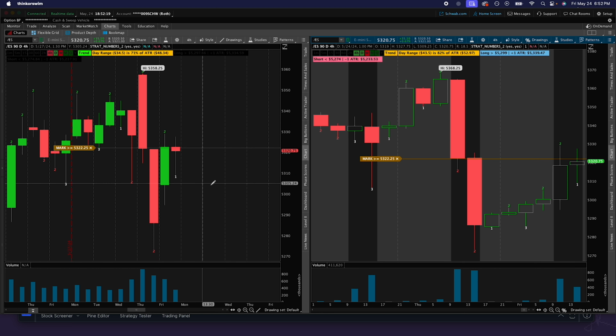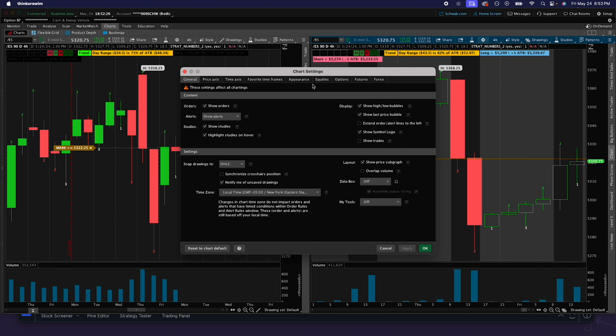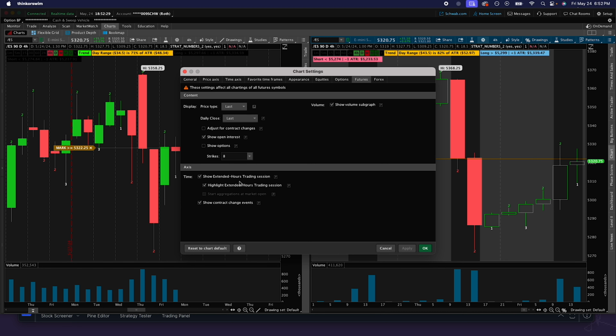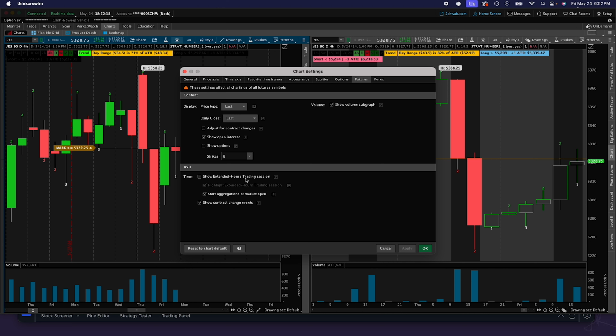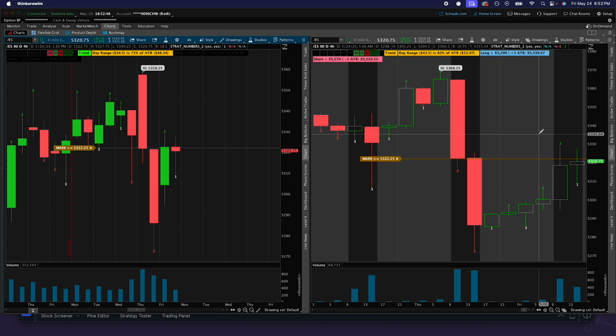I'm following. Yeah, so essentially, something to keep in mind, if you're going to take the 4-hour, make sure in your settings, where it says futures, extended and highlight is off. So if I go on this side where it's just regular hours, show extended hours, off. Start aggregation at market open. So it will start the candle at 9:30 a.m. So you can have 2 screens like this if you want. Regular hours and then extended hours.